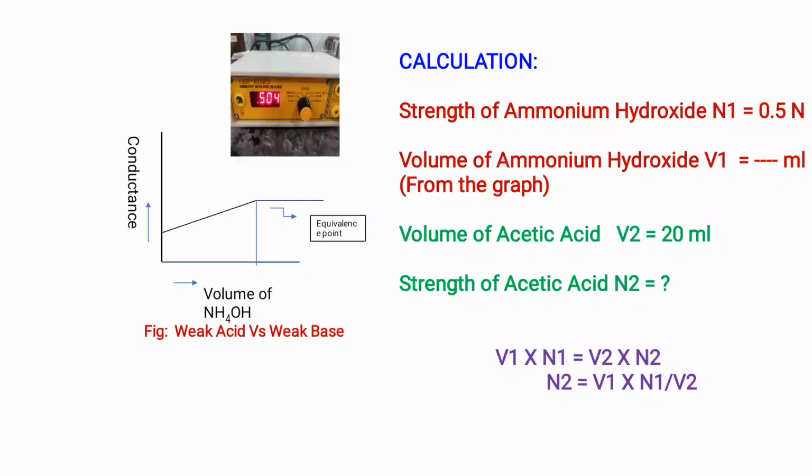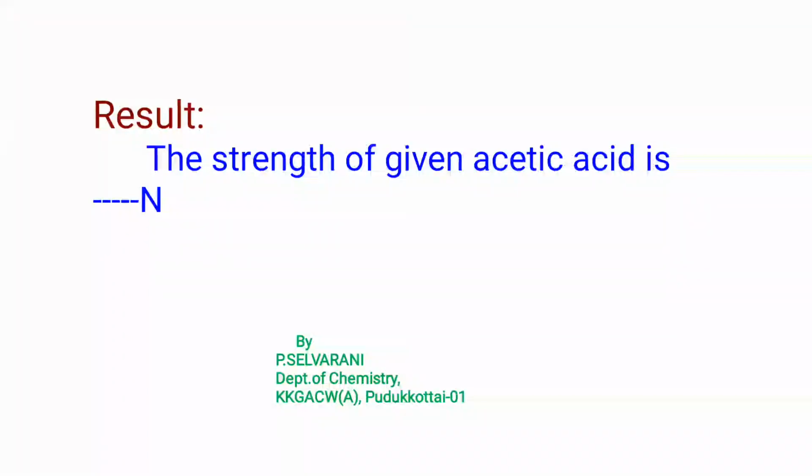Now we see the graph for the conductance against volume of ammonium hydroxide in case of weak acid versus weak base. Strength of ammonium hydroxide is 0.5 N, and the volume of ammonium hydroxide is obtained from the graph. Volume of acetic acid is 20 ml. From these values we can calculate the strength of acetic acid, as finally we have to determine the strength of the given acetic acid.